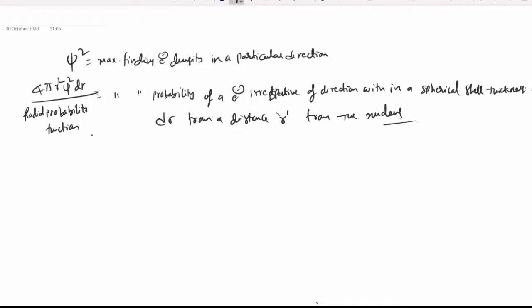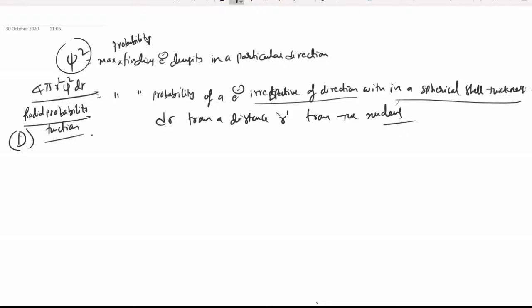I think nobody understood. The maximum probability of finding an electron in a particular direction is called psi square. What is 4 pi r square psi square dr? That is generally called the radial probability function. It is the maximum probability of finding an electron irrespective of direction within a spherical shell of thickness dr from a distance r from the nucleus.